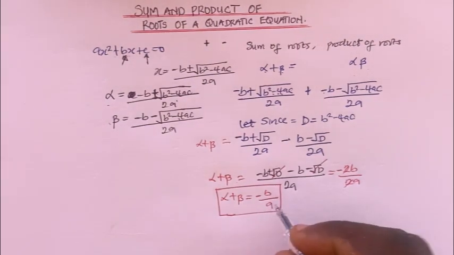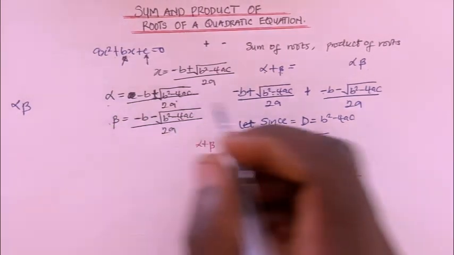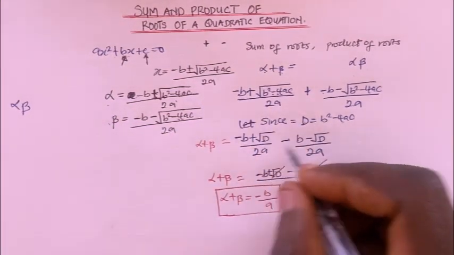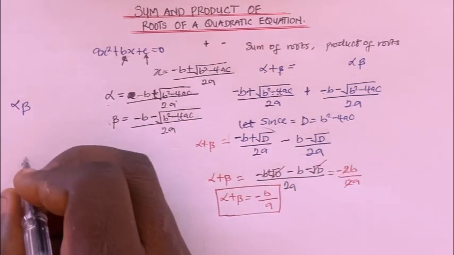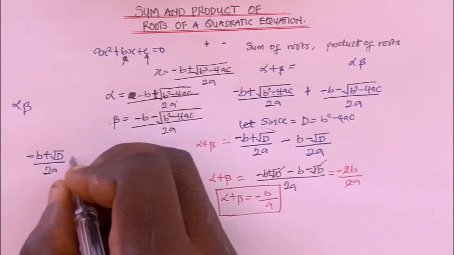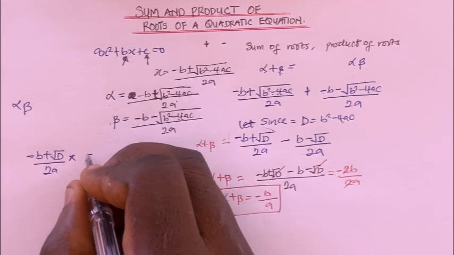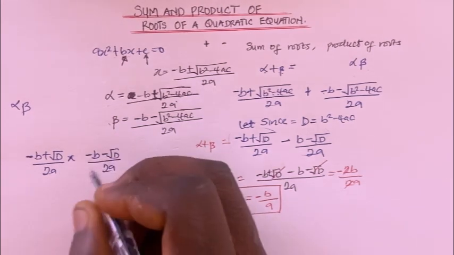Now, since the sum of the roots is minus b over a, then that's alpha plus beta. In this case, I'm going to multiply both roots together. This is my alpha and this is my beta, right? So alpha is minus b plus root d divided by 2a, multiplied by beta, which is minus b minus root d divided by 2a. So I want to multiply this expression together.